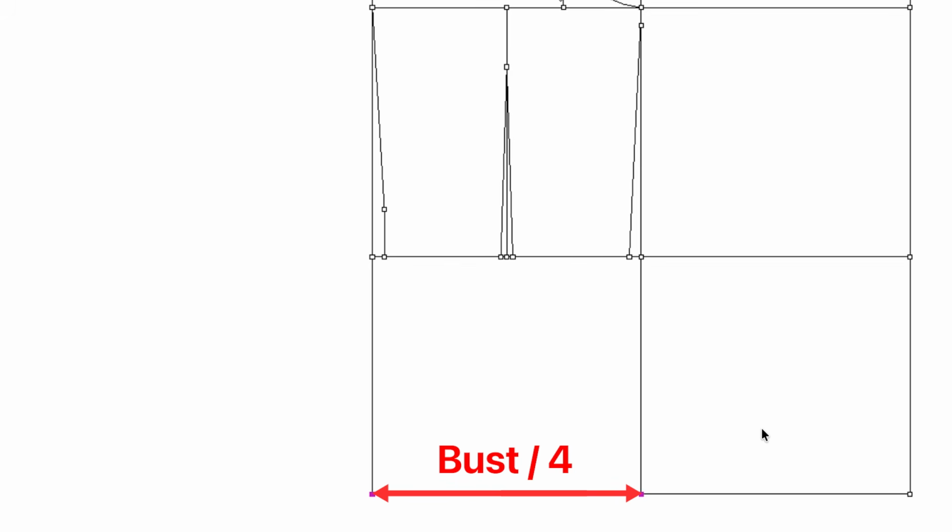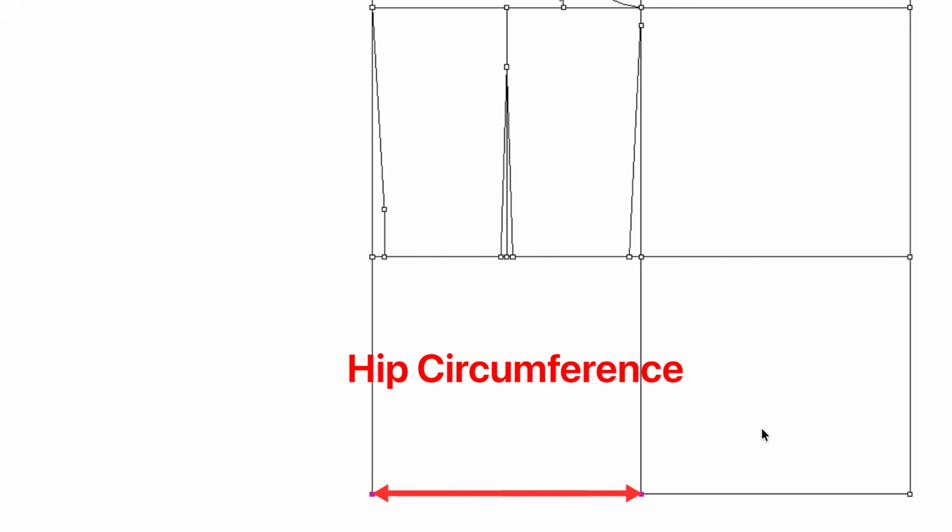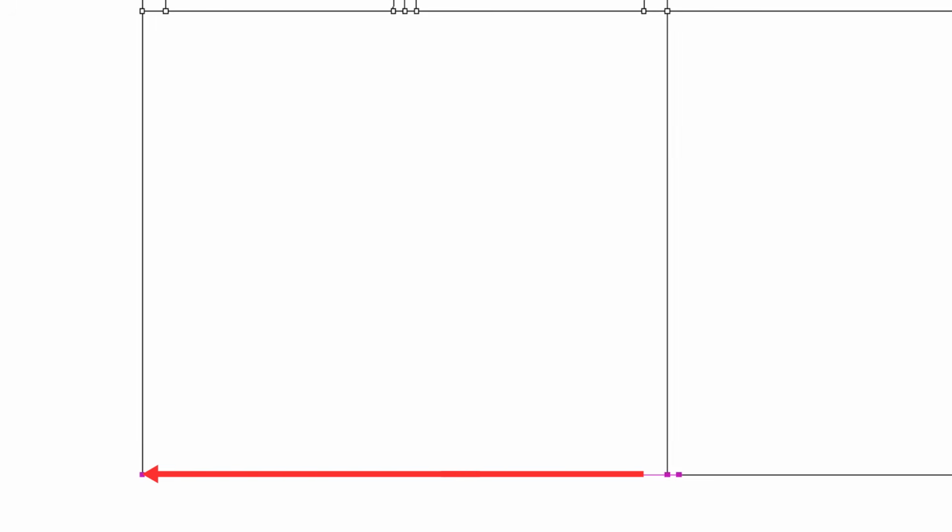Let's go down to the hip. We know this is the quarter of the bust circumference, which is smaller than the quarter of the hip circumference. So my example hip circumference is 92 centimeter. So divided by 4 is 23 centimeter. So find the point, the hip circumference divided by 4. So 0.5 centimeter for this example. I need to move out.